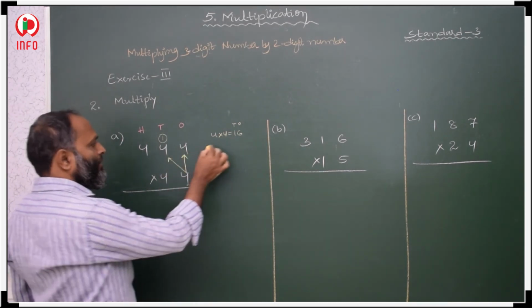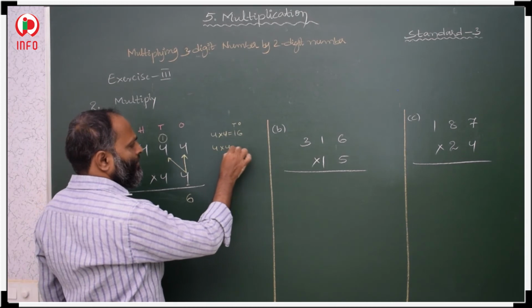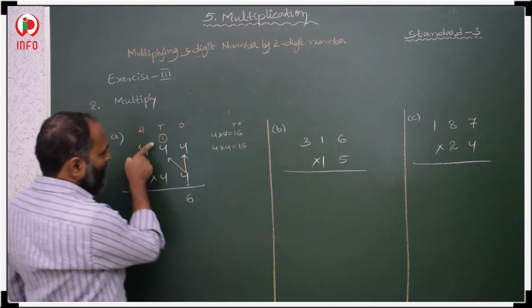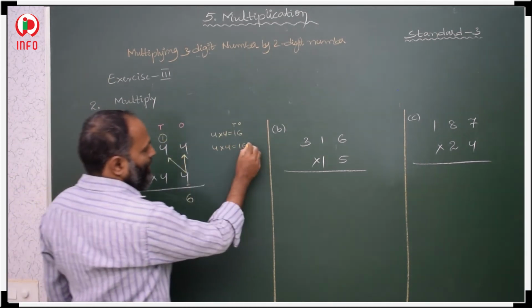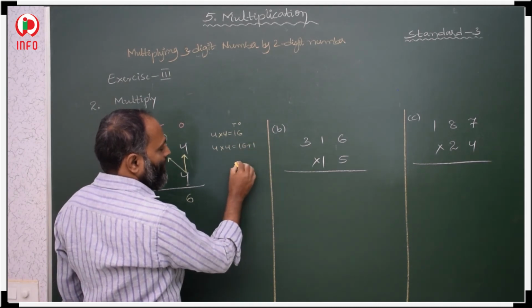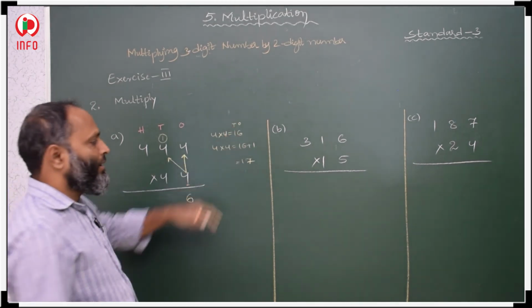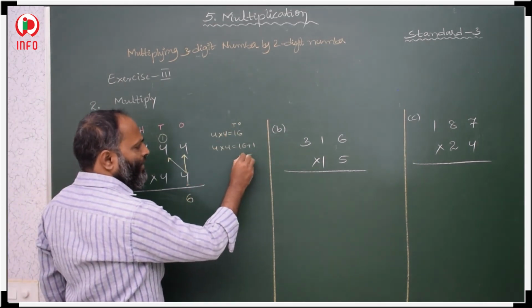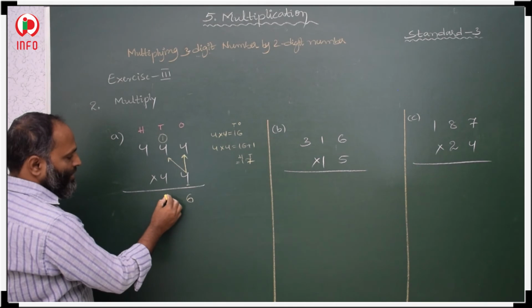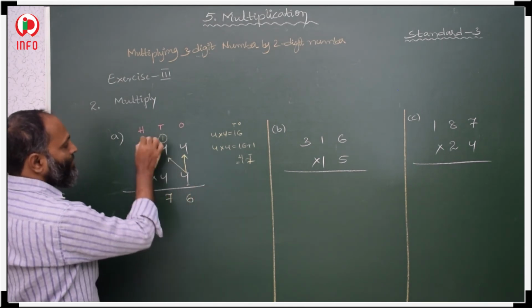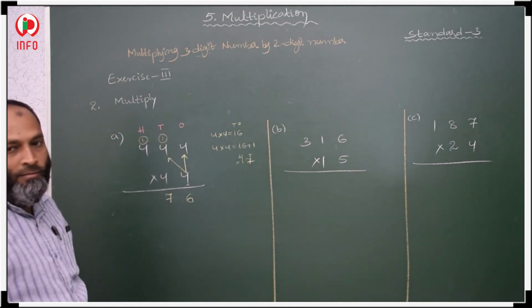Then again 4 4s are 16. 16 and the carry over 1 is there, 16 plus 1, 17. Ones and tens are over. Now tens and hundreds. So in tens place we keep 7, and in hundreds place we take 1 as carry over.